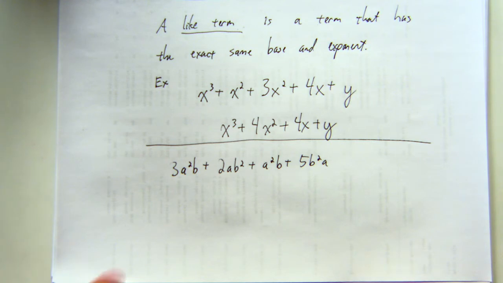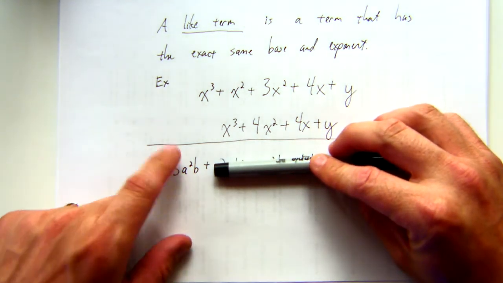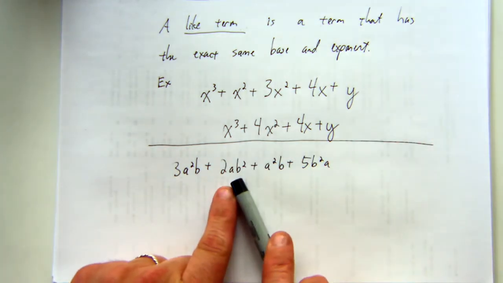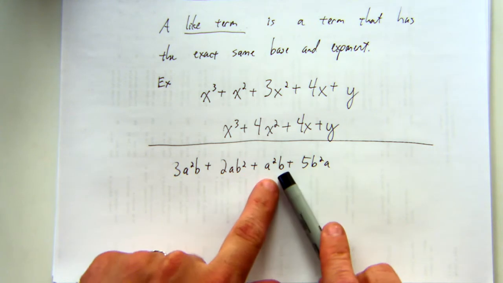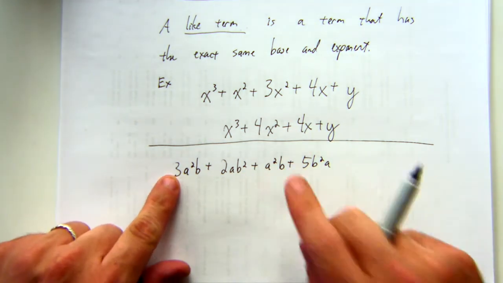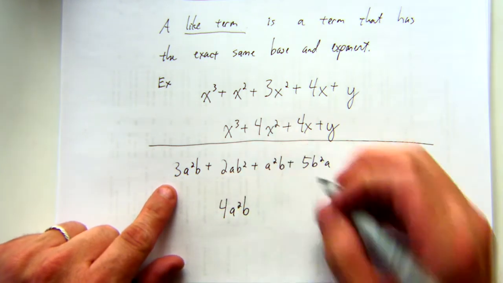So we have to look at each term. Do I have another term that has an a squared and a b? That's not it though, right? That's it. So this is going to be 3 of these plus 1 of these is going to give me 4 of these a squared b's.